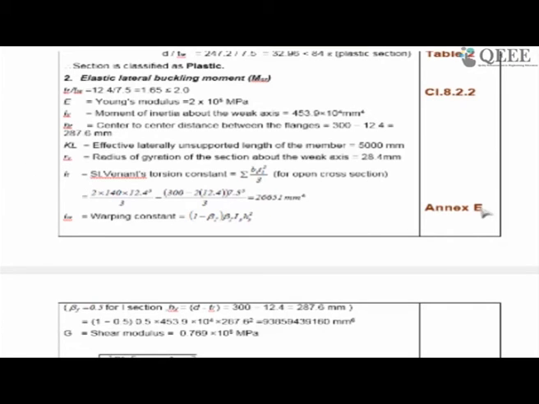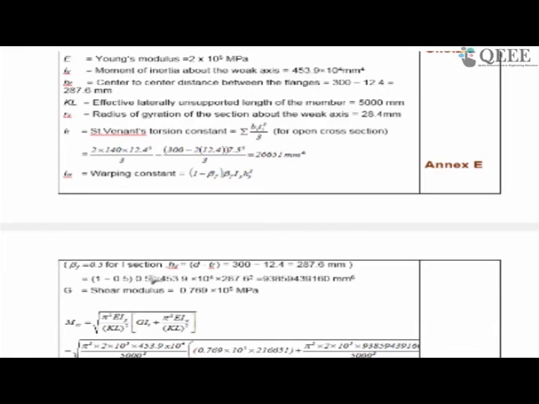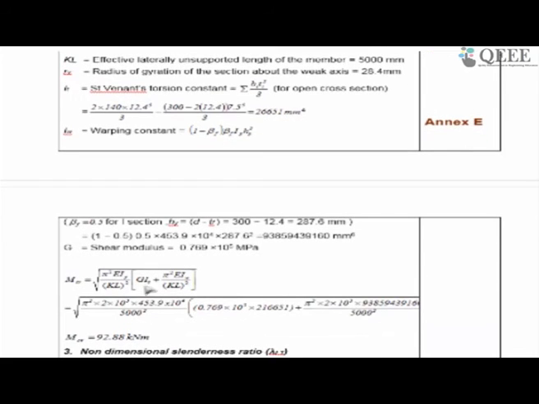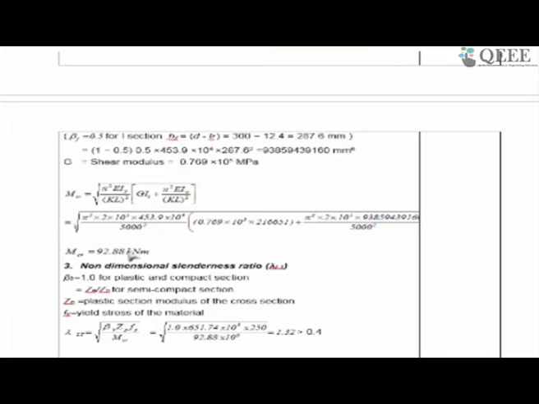The warping constant is given in Annex E. Basically it says that for I sections you can take it as 0.5, and H will be D minus T. So you can use this also if you want. The shear modulus is given right in the beginning, in section 1 of the code itself. All the properties, Young's modulus, Poisson's ratio, shear modulus are given, so G also you know. So substituting IY from the steel table, KL is now 5 meters, that is 5000 mm. So MCR comes out as roughly 93 kilonewton meter.